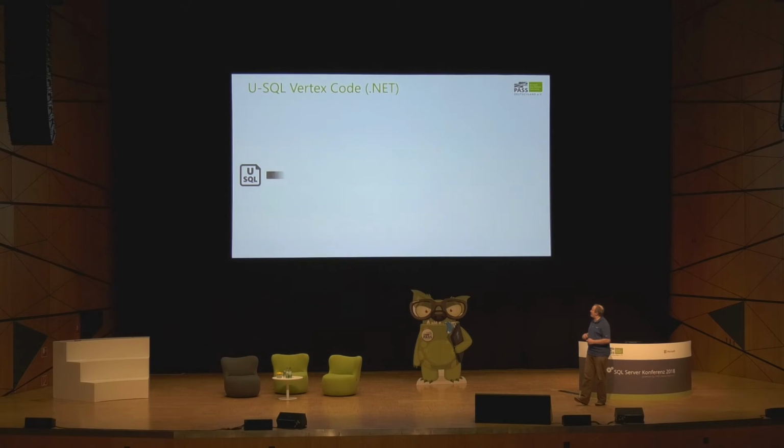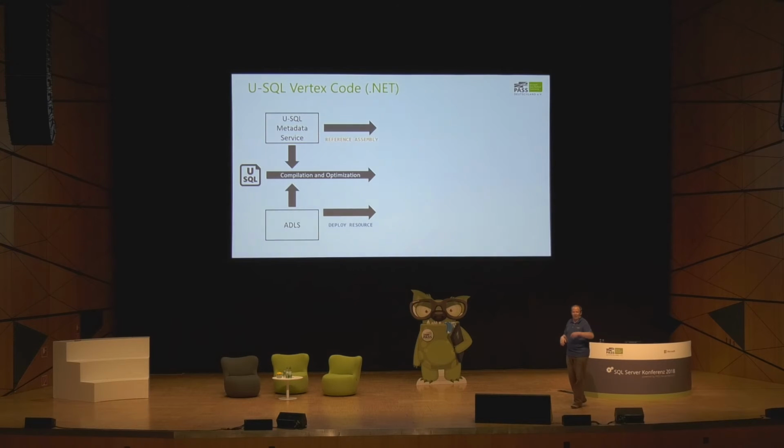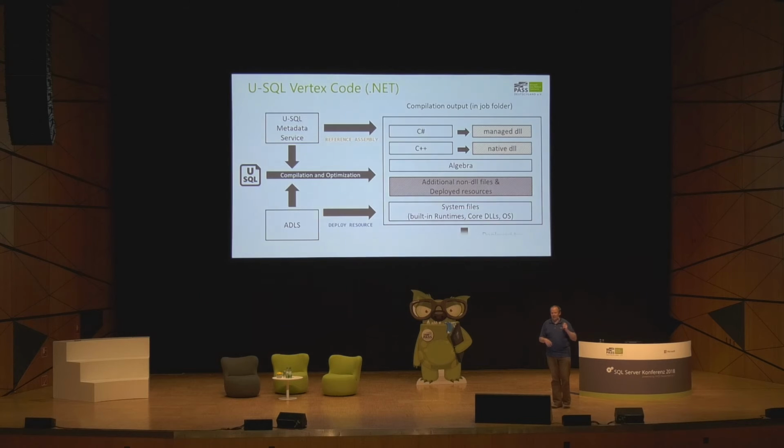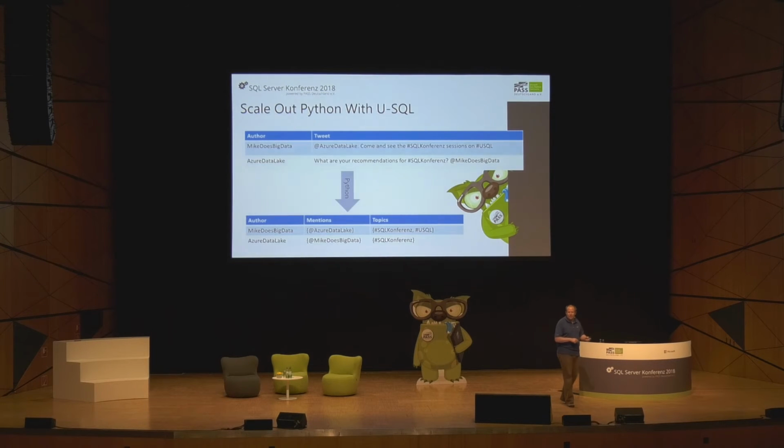So this looks then like this. So I have my U-SQL script, I compile it, optimize it. I have my reference assembly statements and my potential deploy resource statements. And then I basically create this package during compilation that takes my C# code and produces managed DLLs, takes my C++ code, produces native DLLs, the algebra file, any additional deployed resources, the system files, etc., all get packaged up and then shipped into the Vertex. So that's how this gets executed.